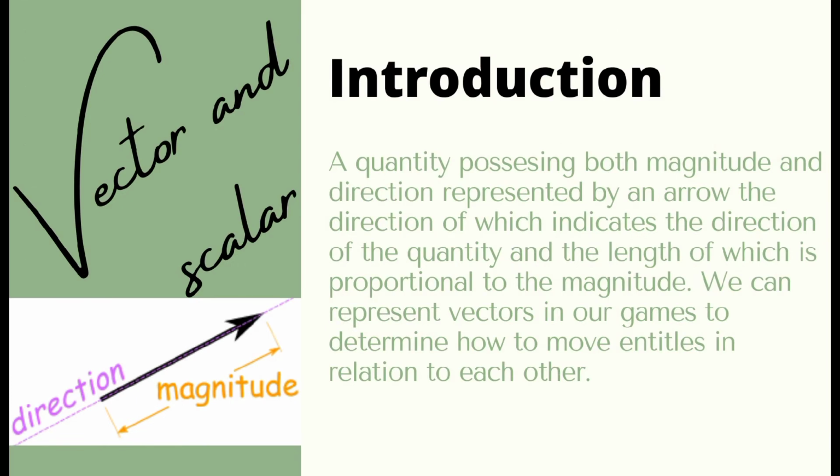Introduction of vector and scalar. A vector is a quantity possessing both magnitude and direction, represented by an arrow, the direction of which indicates the direction of the quantity and the length of which is proportional to the magnitude. We can represent vectors in our games to determine how to move entities in relation to each other.